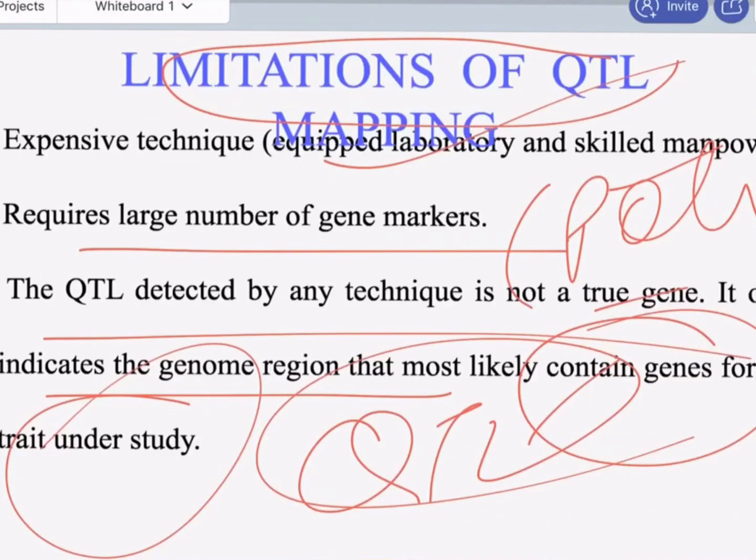So QTL analysis methods just give information about the location, the effect of QTLs on the quantitative trait, and their interactions. So here we finish our lecture, and thank you so much.